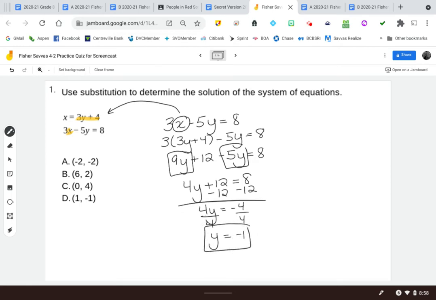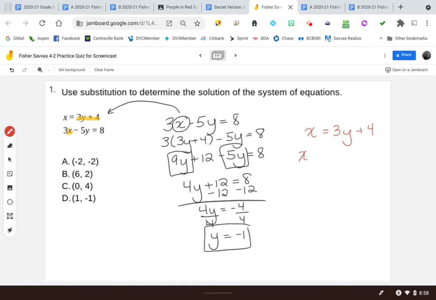So I just figured out what y is, but in order to figure out what x is, I now need to substitute y equals negative 1 into one of the two equations. The easiest equation is the top equation, x equals 3y plus 4. Remember, if I'm trying to figure out what x is, that would definitely be the easiest equation because I substitute in for y and get my x value.